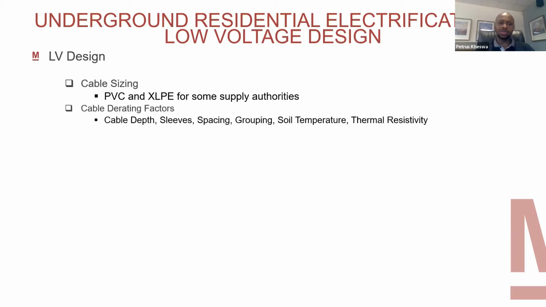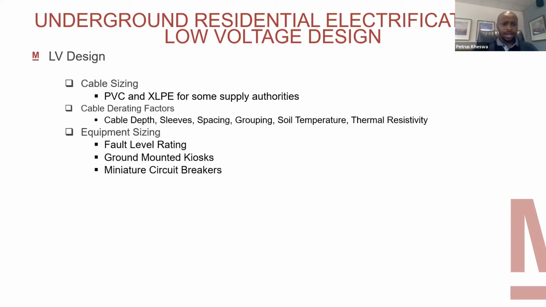And then mostly in the LV designs, because on a mini sub you'll probably have about 4 or 5 LV feeders coming from your LV board, we also have to consider the rating because the cables are now closely spaced to each other. And then on the equipment sizing, we also consider the fault level rating of the equipment that we're using. The equipment that we essentially use here is ground mounted kiosks, as well as miniature circuit breakers, which are installed on the kiosks.